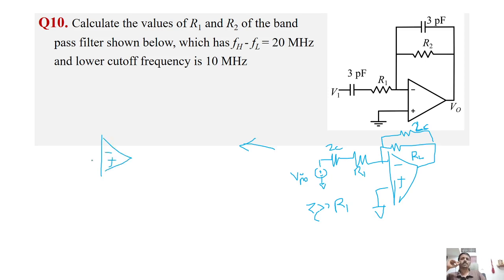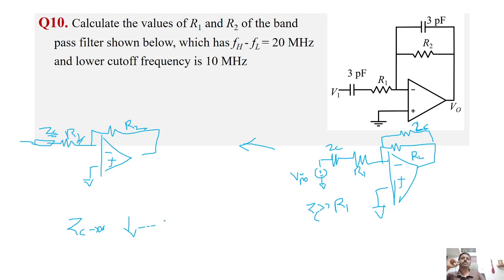Okay, so it will be somewhat like this. This is R2, this is R1, and there is an impedance ZC. In order to make it a bandpass filter, we will select the value of ZC, or the value of capacitance, and the values of R1 and R2 in such a way that initially ZC will start decreasing from infinity.